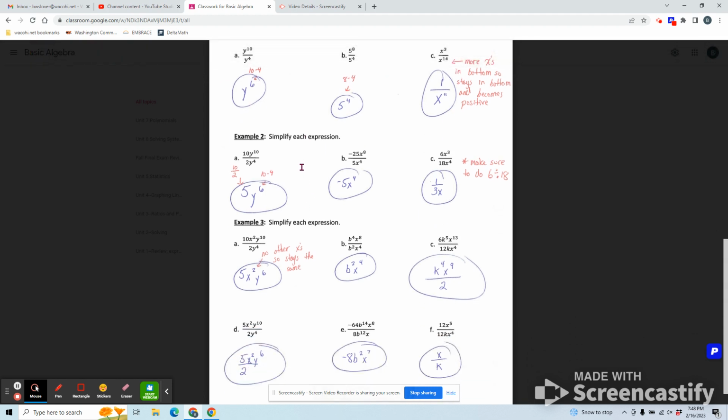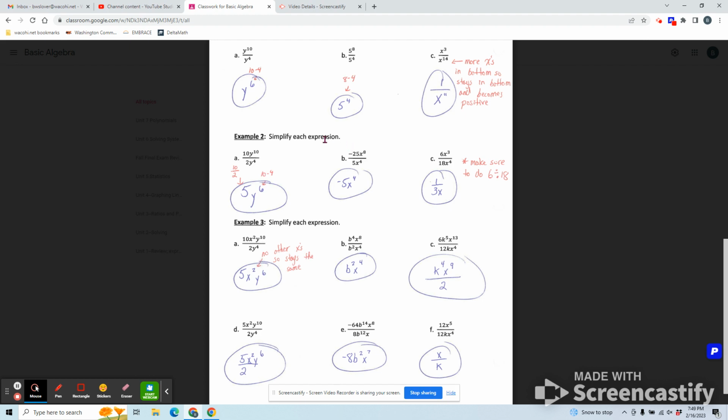Example 2. Now I'm throwing in coefficients. If there are coefficients, remember that's the larger printed number, the number in front of your variable, you divide them. So 10 divided by 2 gives you 5. And they both have a base of y, so we can subtract our powers. 10 minus 4 is 6. So 5y to the 6th.